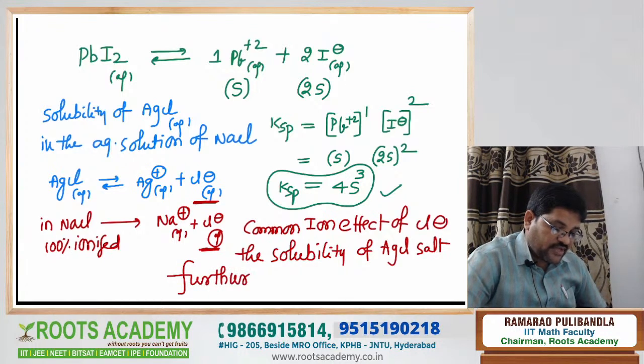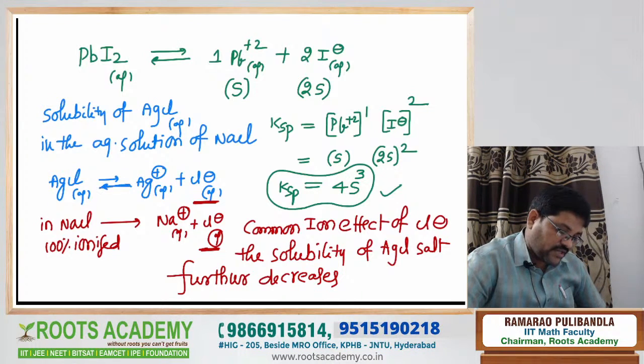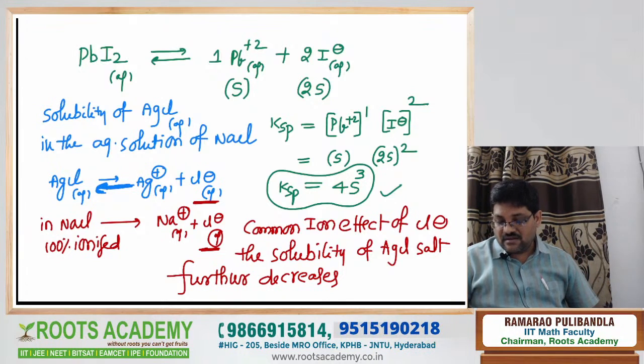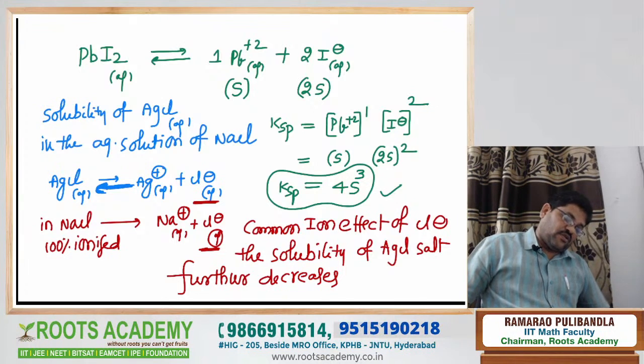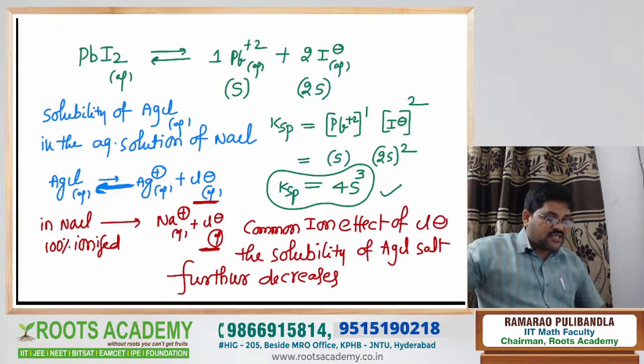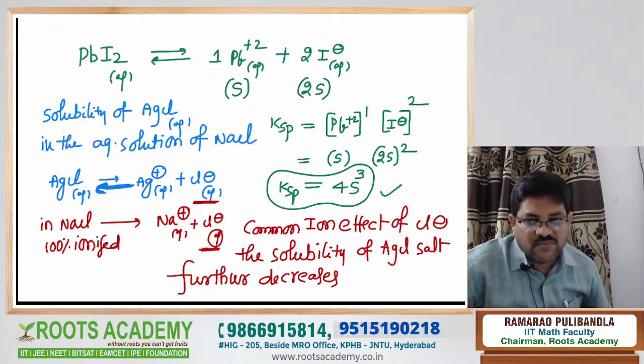Why does the solubility of the AgCl salt further decrease? Because the equilibrium goes to the backside. Why does the equilibrium go to the backside, students? Simple logic: because of the common ions, Cl- ions. More repulsions are there on the product side. So if common ions of a strong electrolyte are available, the equilibrium shifts to the backside. Therefore, the solubility of the salt further decreases. The simple logic, no confusion.